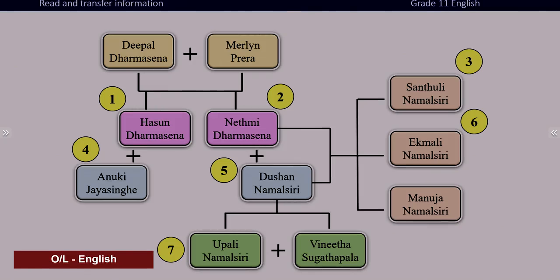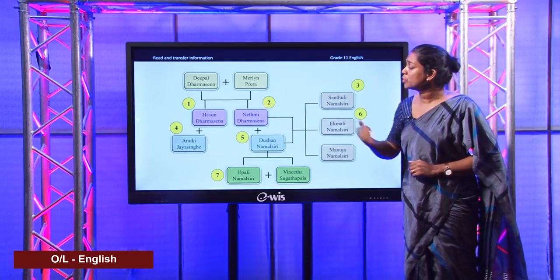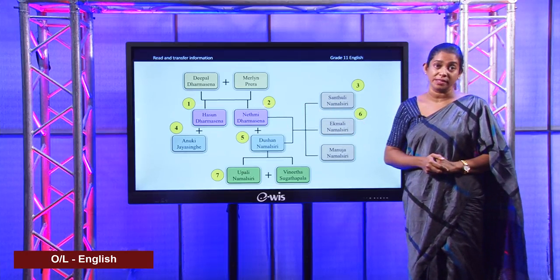Deepal Dharmasena and Merlin Pereira have 2 kids, Hasun Dharmasena and Netmi Dharmasena. Netmi Dharmasena is married to Dushan Namal Siri. Netmi and Dushan together have 3 kids. They are Santuli Namal Siri, Ekmali Namal Siri and Manuja Namal Siri. Dushan Namal Siri's parents are Upali Namal Siri and Vinita Sugatapala. Netmi's brother Hasun Dharmasena is married to Anuki Jayasinghe, but they don't have kids.